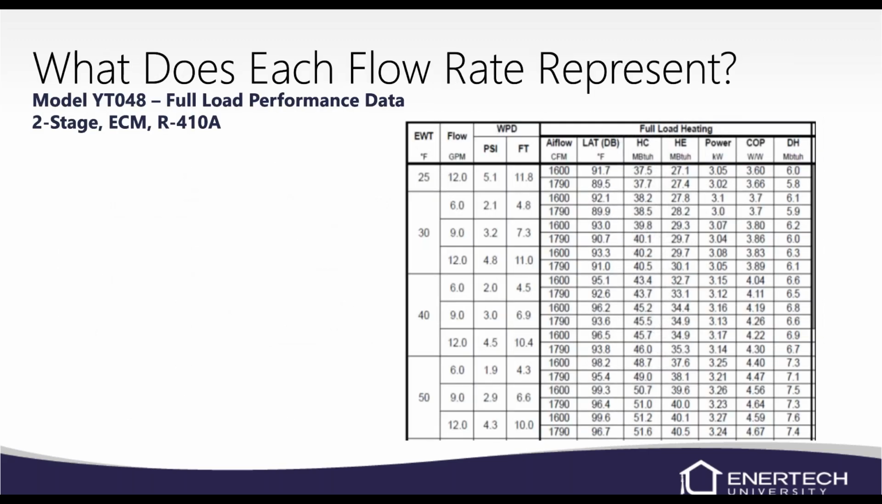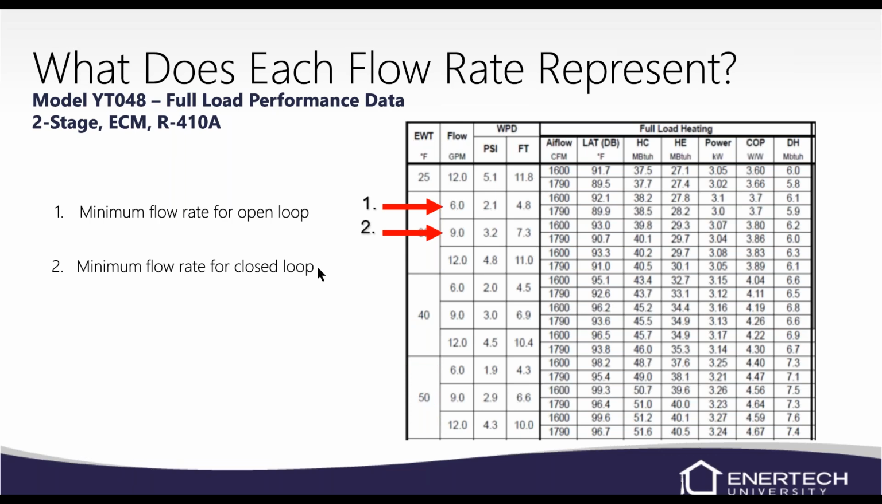In the IOM, you may have noticed that we do list three flow rates. At this 30 degree mark, we have 6, 9, and 12. Well, we can't just pick one and say we should be at 12 because it's a 4-ton unit. That's where we have to use our pressure drop. The first flow rate represented here is the minimum flow rate recommended for an open loop, which is 1.5 GPM per ton. So if this is a 4-ton unit, 1.5 GPM per ton would be 6 GPM.